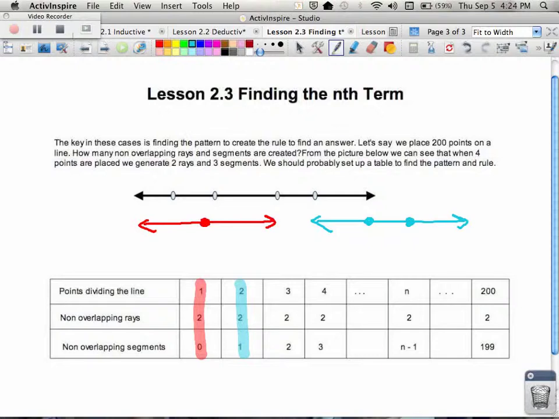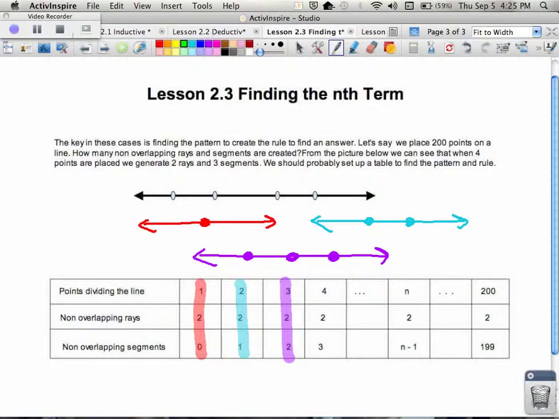I could do this again, of course, so I could say, hey, what if I want to talk about if I put 3 points on the line? So I draw a line and I put 3 points on it. 1, 2, 3. That's where the 3 is coming from in the purple highlight. I notice that on the ends, left and right, there are rays, so there's still 2 rays. But in the middle, there are 2 segments, and that's where the second 2 in the purple highlight is coming from. And I start to notice this pattern.